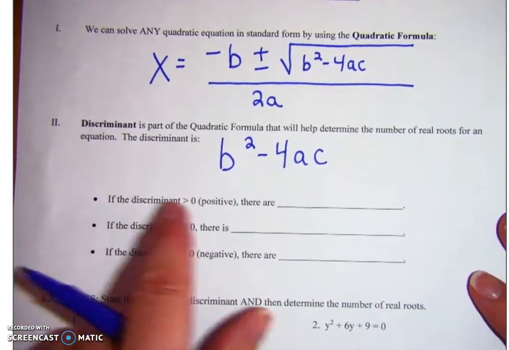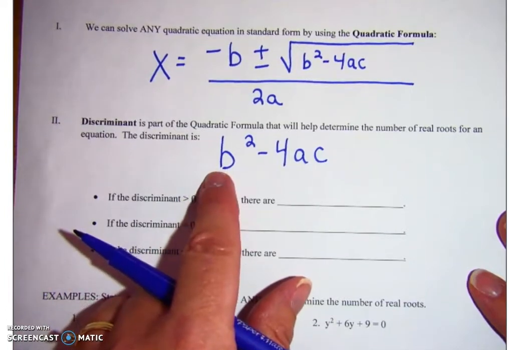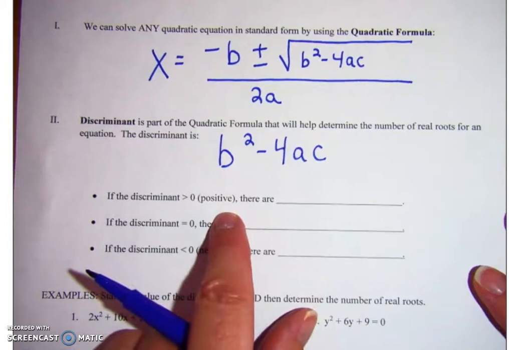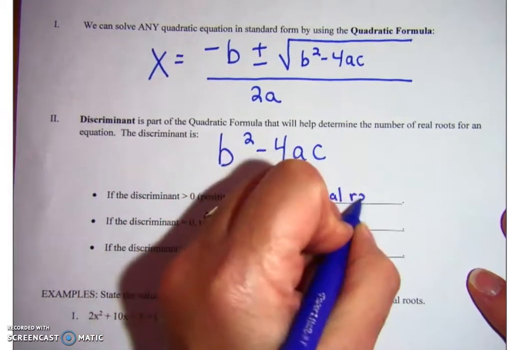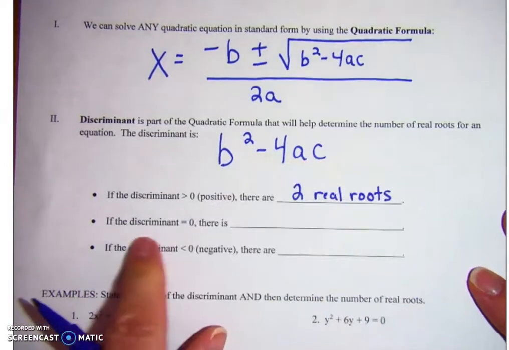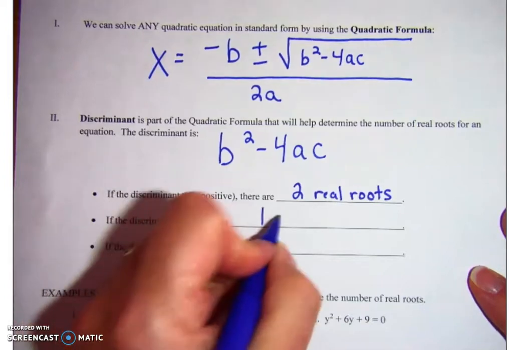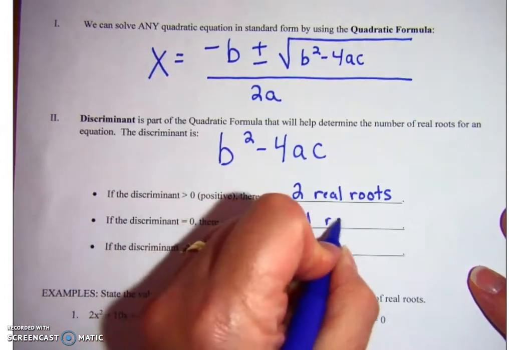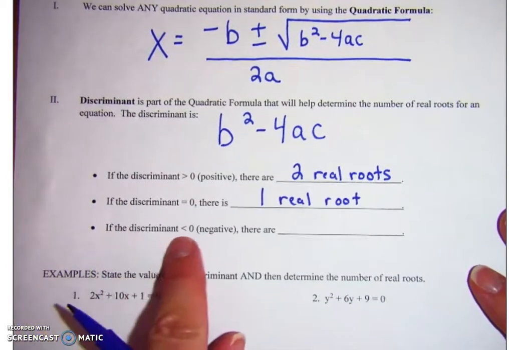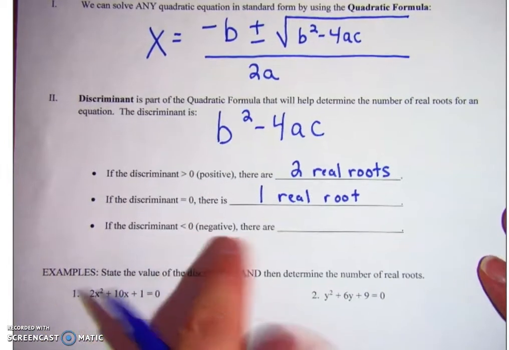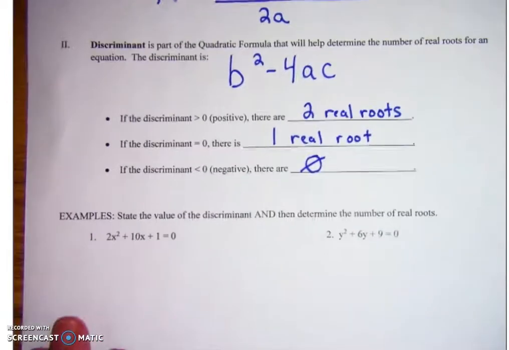If the discriminant is greater than 0, after we plug in a, b, and c, that means that there are going to be 2 real roots, 2 x-intercepts. If the discriminant is exactly 0, that means you have 1 real root. That means your vertex is on the x-axis. If your discriminant is less than 0, negative, then there will be no real roots. It doesn't cross the x-axis.